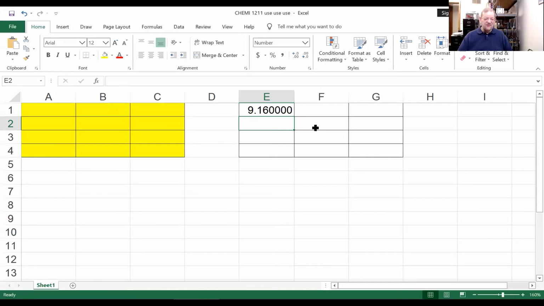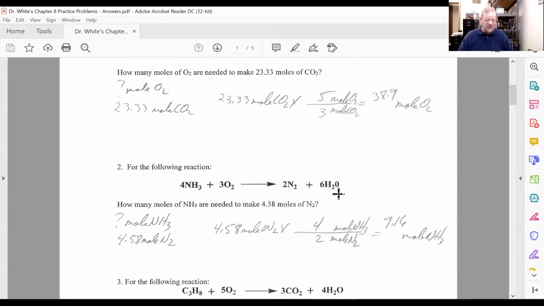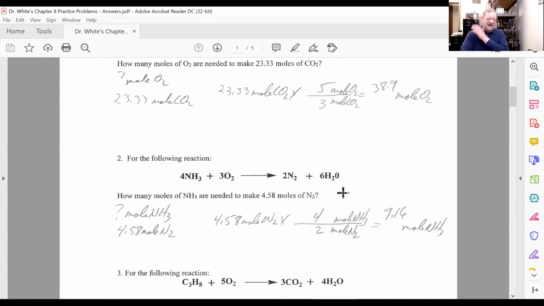And I get this, and the number should be 3 significant figures. So the answer is 9.16, which is what I got on the problem set. Wow, I'm on a winning streak or what?